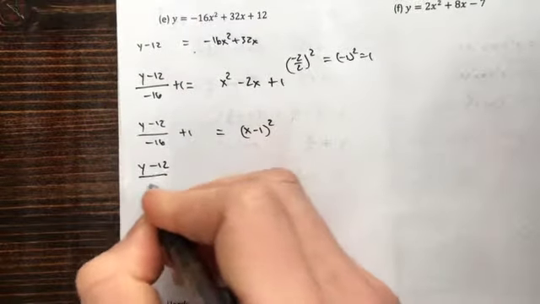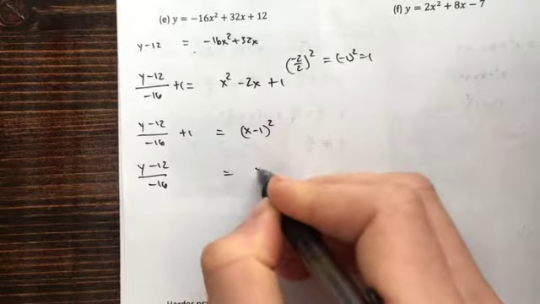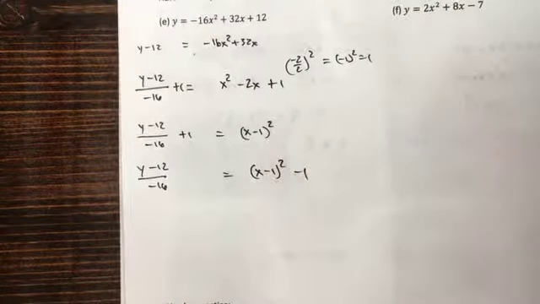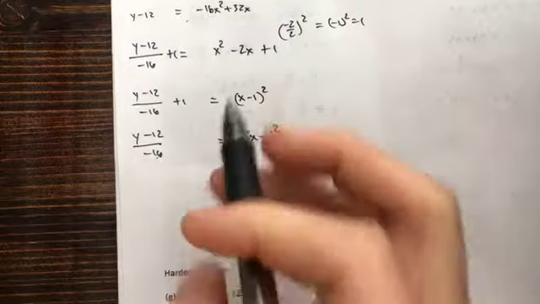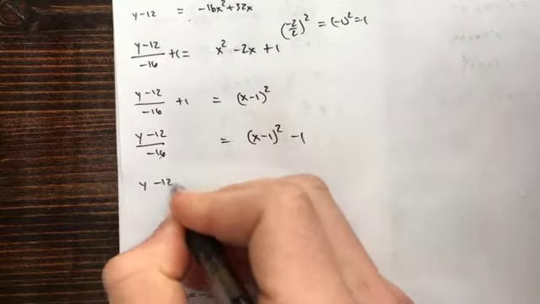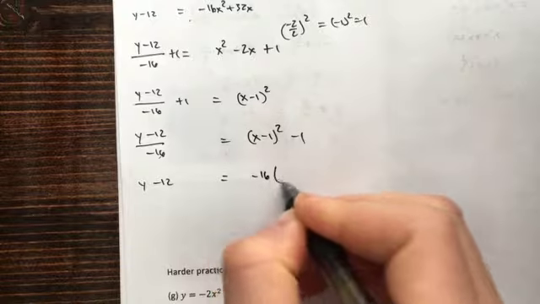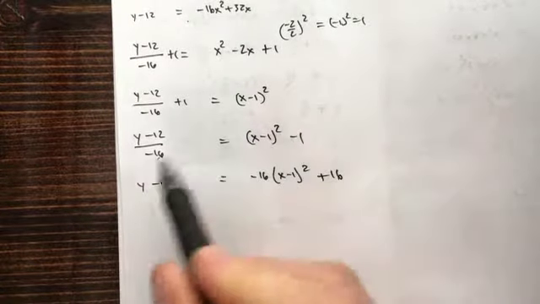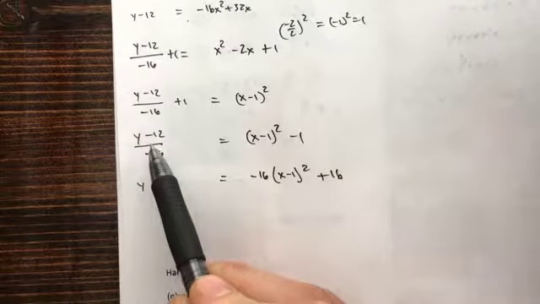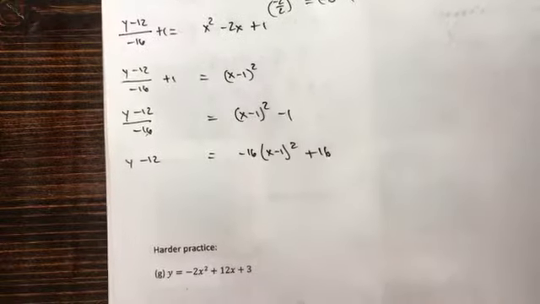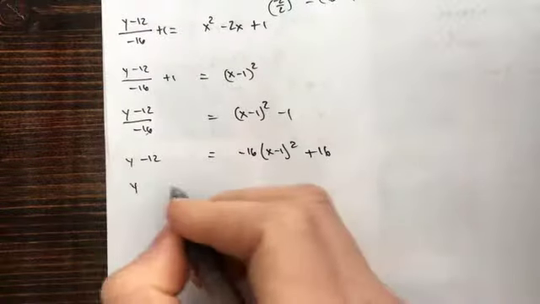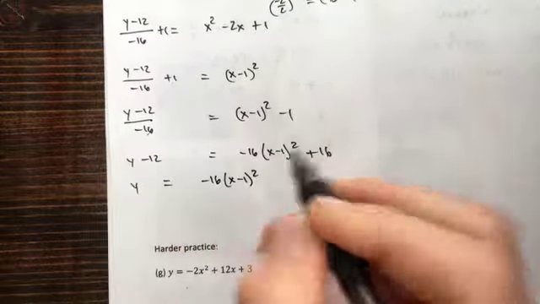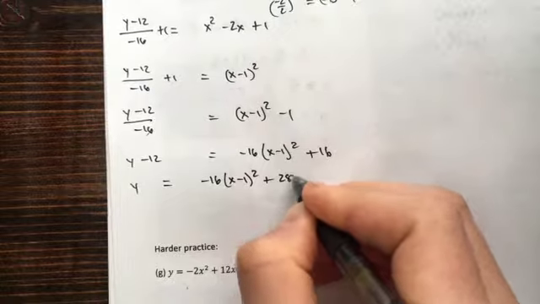So (y minus 12) over negative 16 is equal to (x minus 1) squared minus 1. I subtracted 1 from both sides. Now I'm going to multiply everything by negative 16 and get y minus 12 equals negative 16 times (x minus 1) squared plus 16. Don't forget that the 16 has to be multiplied here, here, and here. Now I'll add 12. So y equals negative 16 times (x minus 1) squared plus 28.